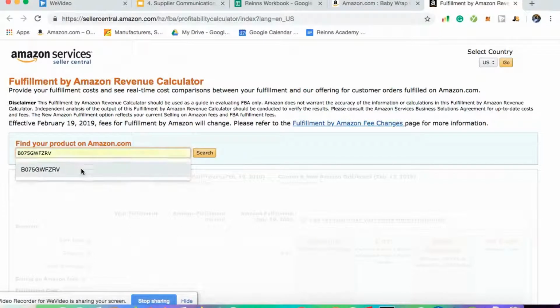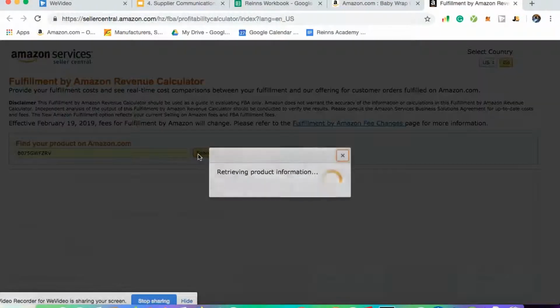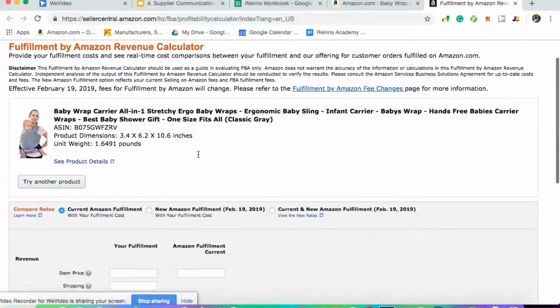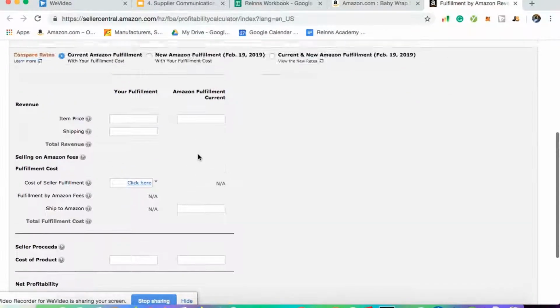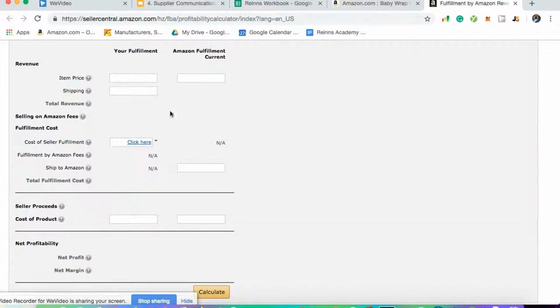So it will retrieve the product information, and because you want to sell this product, we want to know the values and the figures that are going to be deducted. You'll be doing the same thing with the other products. So what do you enter here? The price of the product from the supplier. This is called the cost of product.